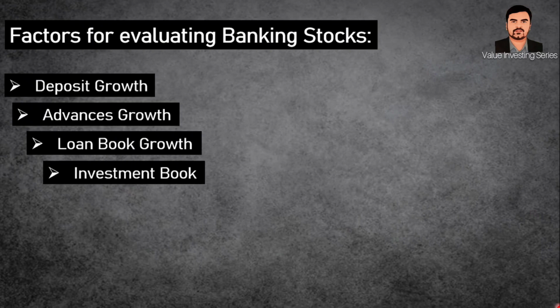Then next comes the investment book. So they have various investments. They may invest in various mutual funds. They may invest in various companies as well, like subsidiary companies, or various other stocks, so that this also becomes a continuous cash flow generating investment. So this is also important.